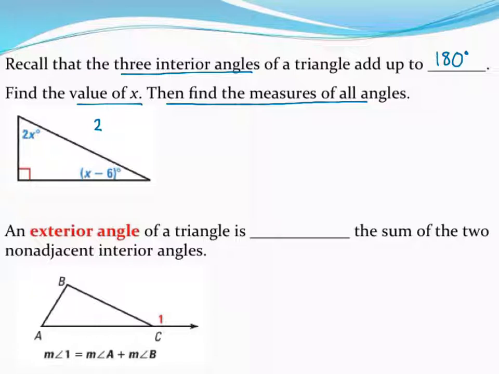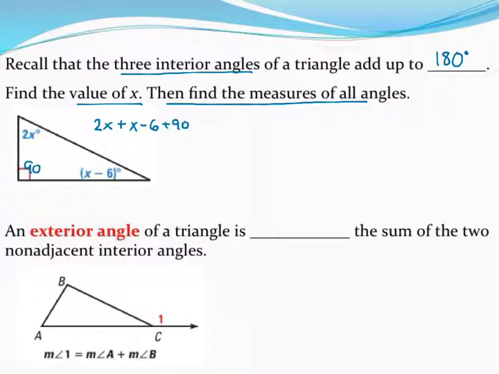I'm going to go ahead and write an equation that, like our idea says, we're going to add up the three angles inside to equal 180. So 2x is one of my angles, (x - 6) is another one, I'll drop the parentheses, and then that tick mark right there tells me I also have a 90-degree angle.